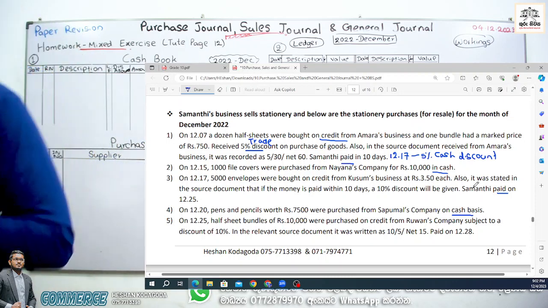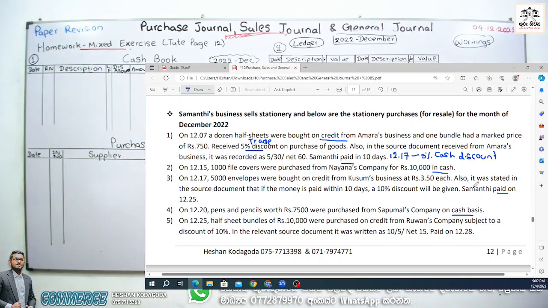Right? So, on December 17, 5,000 envelopes were bought on credit from Kusum's business at 3.50 each. Also, it was stated in the source document that if money is paid within 10 days, 10% discount will be given. Samanthi paid on December 25th.